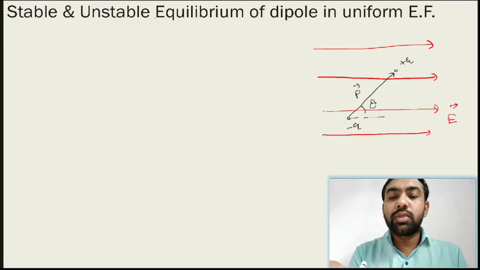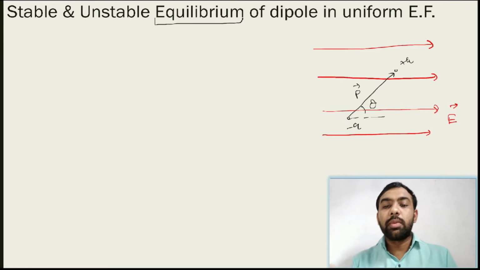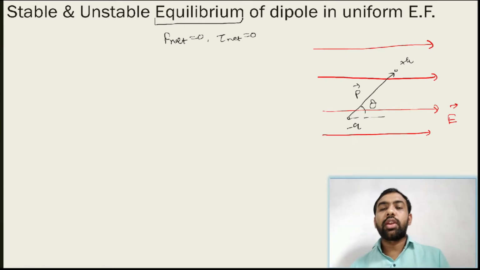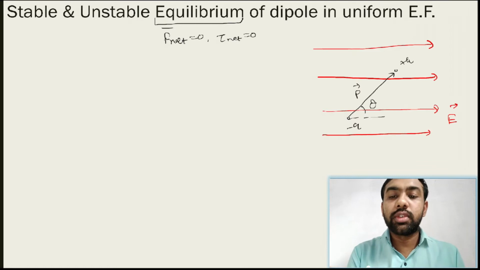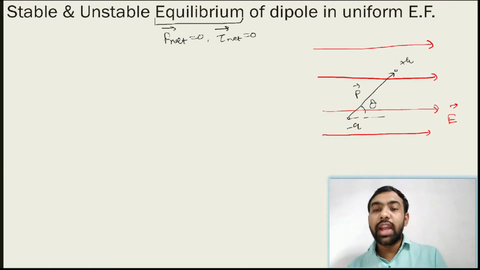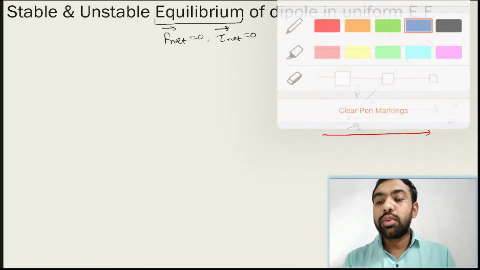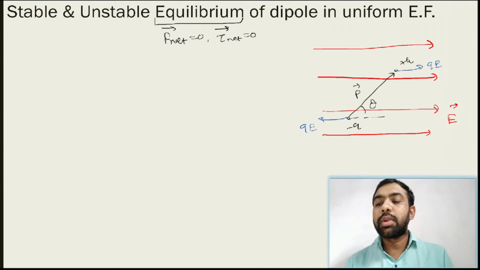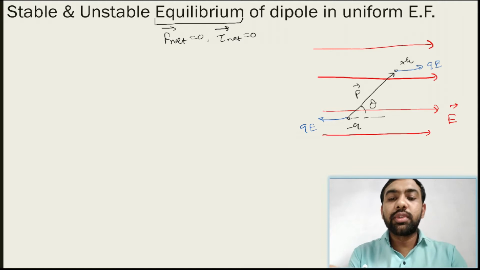What is the meaning of equilibrium? It means the net force is 0 and the net torque is 0 on a dipole; then we call it in equilibrium. For a uniform electric field, the force is always 0. Here qE is applied on the left-hand side, and here qE is applied on the right-hand side, so the net force is always 0.